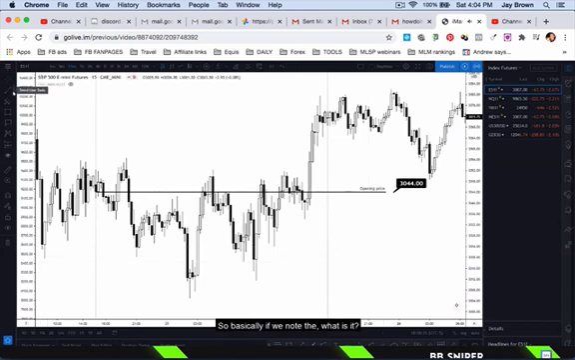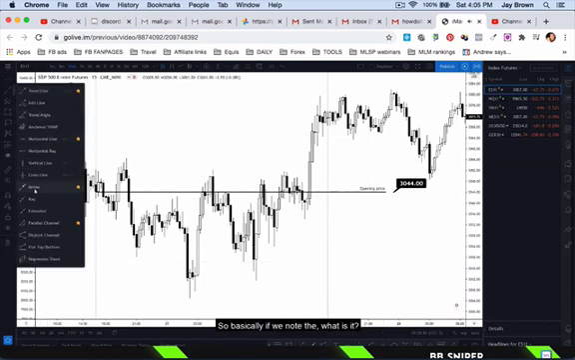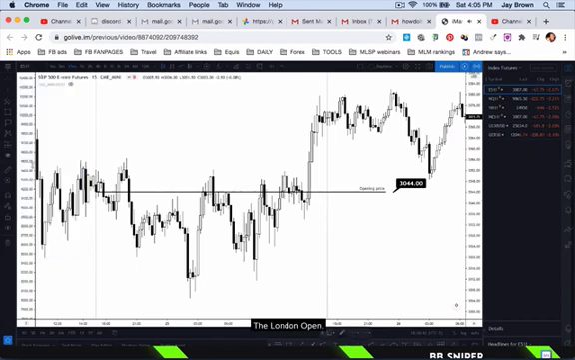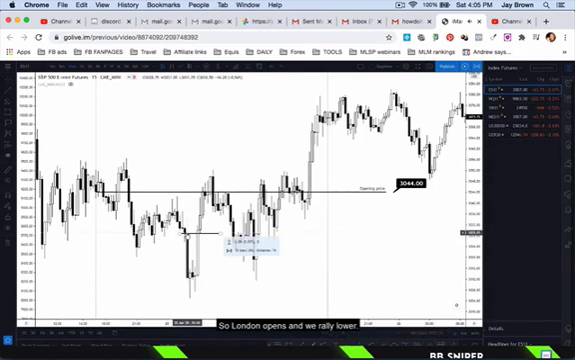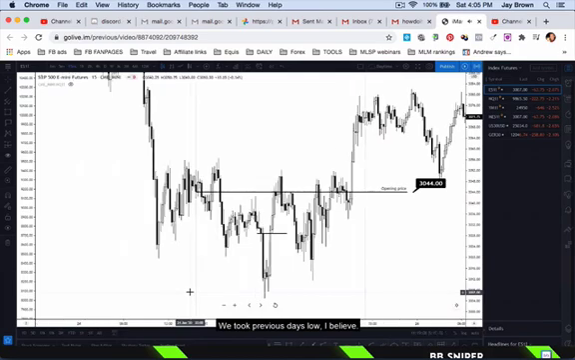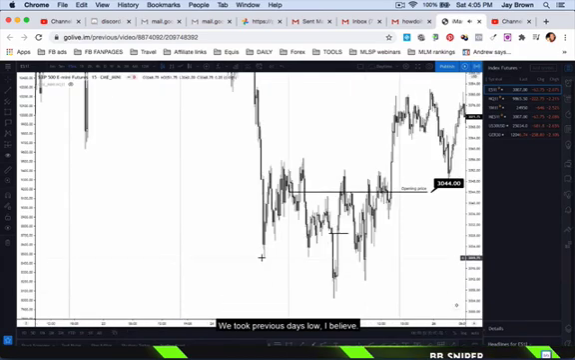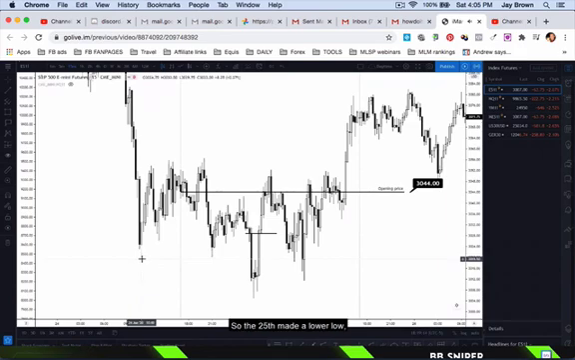So basically, if we note the London Open. The London Open for me is at 2 a.m. Central. The London opening price is right about here, it's off a little bit, about right there. So London opens and we rally lower. We took the previous day's low, I believe. Yeah, this was the previous day low from the 24th. So the 25th made a lower low.